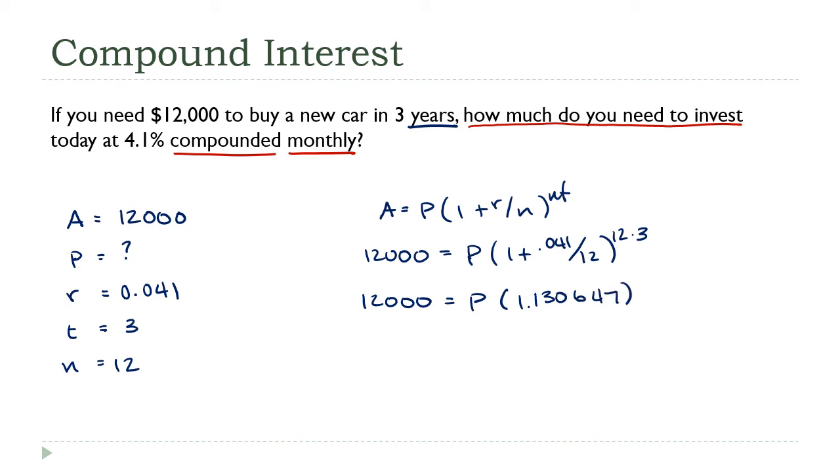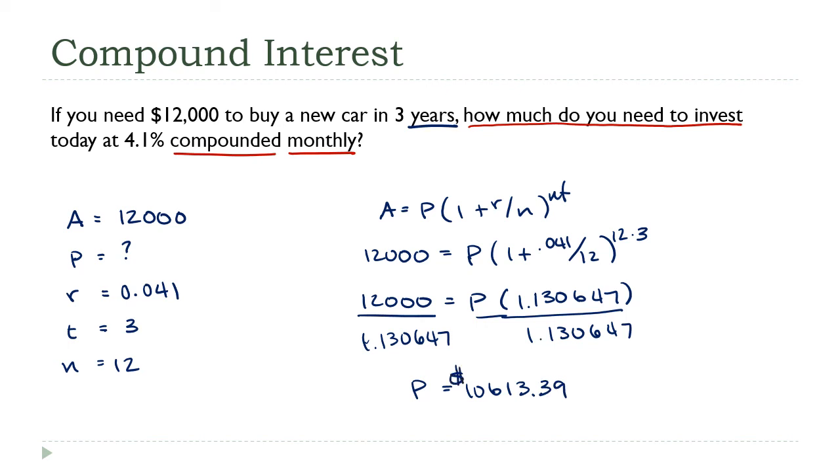I still have this number on my calculator, so when I actually do this division, I'm going to use that full 20 plus digit number. Now you're going to divide both sides by this, and I get P is equal to $10,613.39. So that's my final answer. That's how much I need to put into the account.